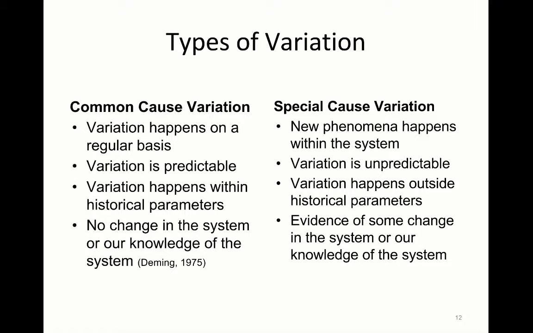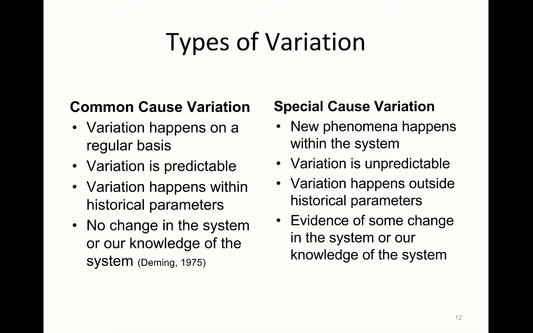In the special cause variation, a new phenomenon is introduced into the system. The variation generated by this new element is unpredictable, and it happens outside of historical experience. It signifies the change within the system or our knowledge of it.